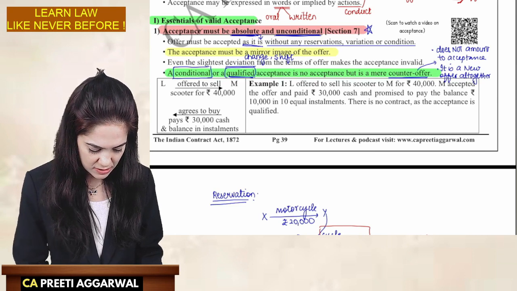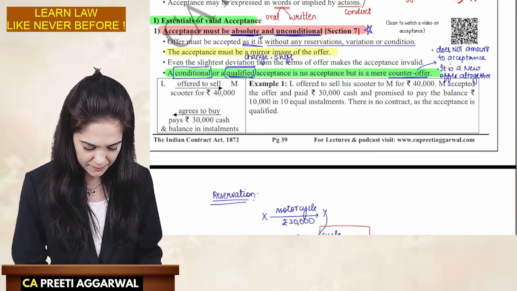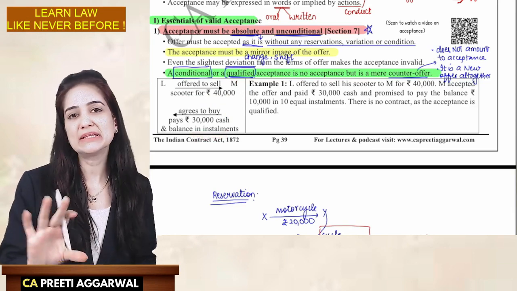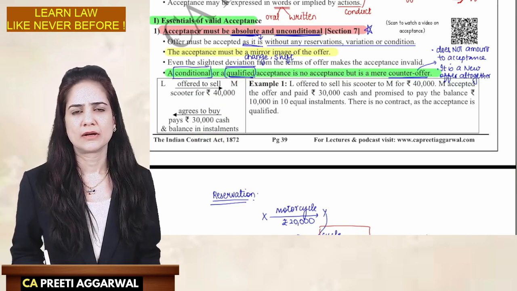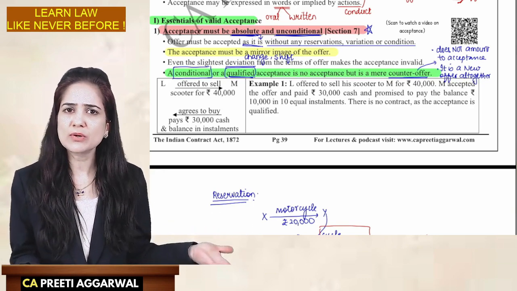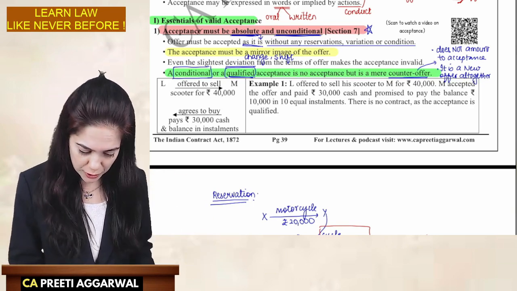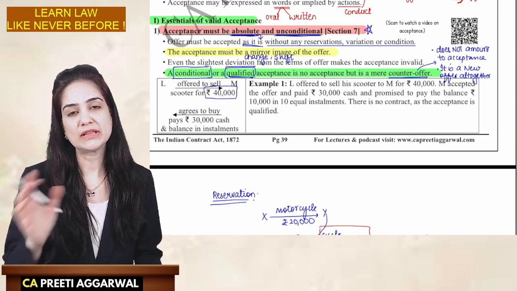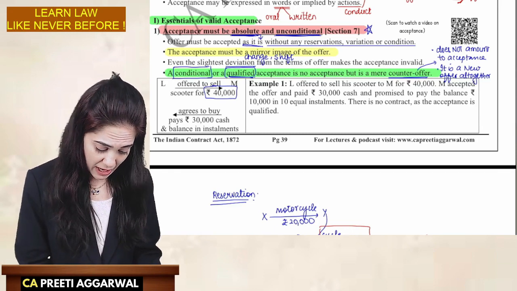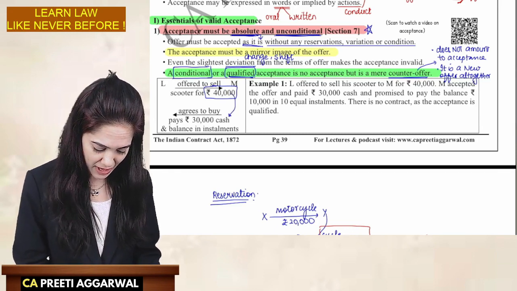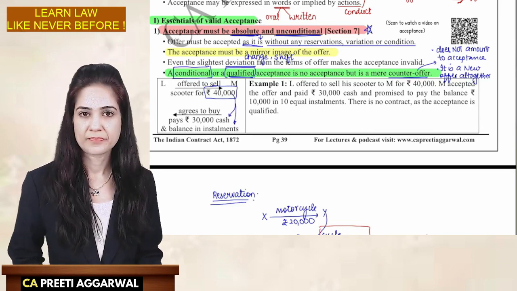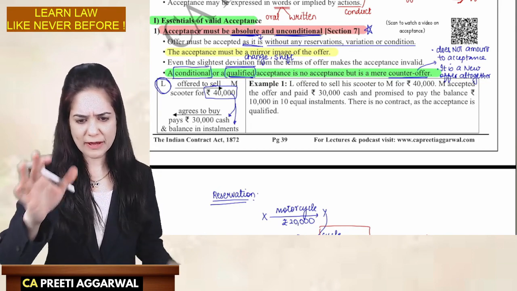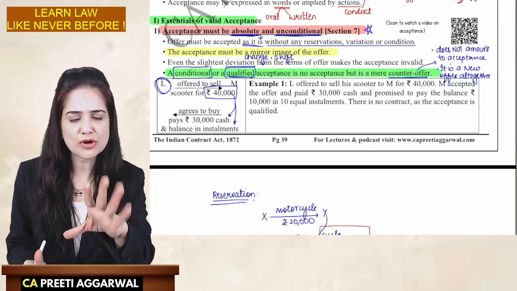L offers to sell his scooter for 40,000. M says, I will pay 30,000 in cash and balance in installments. So you may argue, ma'am, this is acceptance. No, he's agreeing to buy, na? But don't you think that he is making certain changes, variation in the terms of the offer? I will pay 30,000 in cash and remaining in installments. What if L doesn't want to accept this? So he can say, no, no, no, no. You pay 40,000 cash only, nothing in installments.